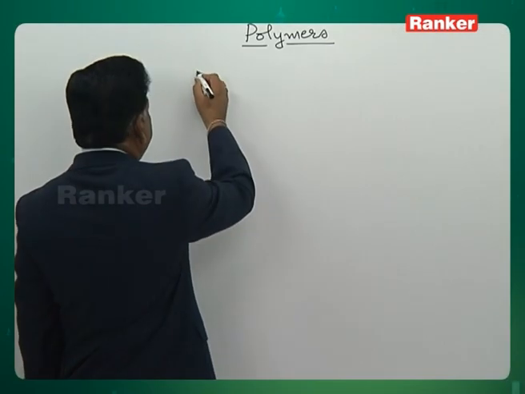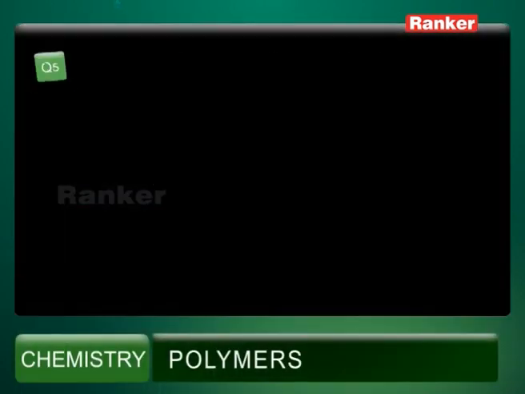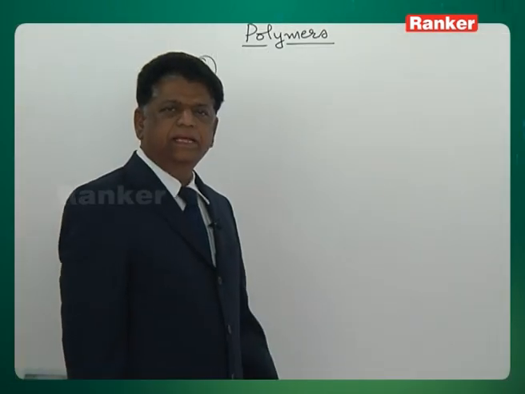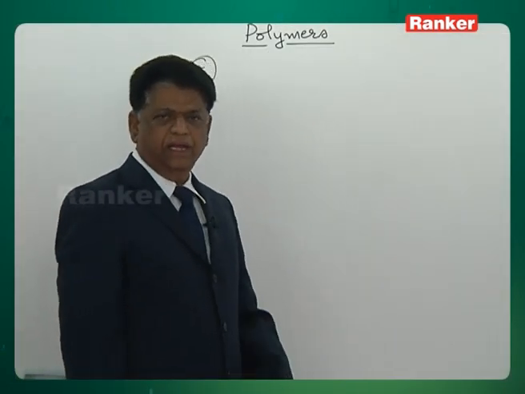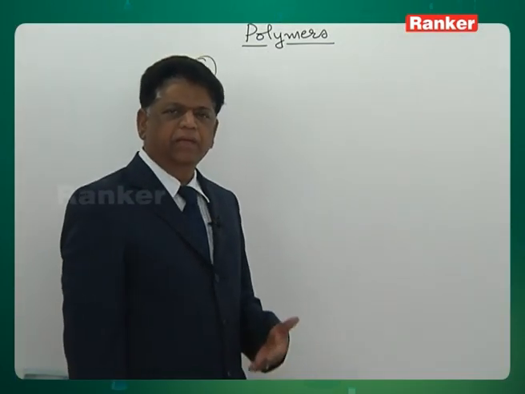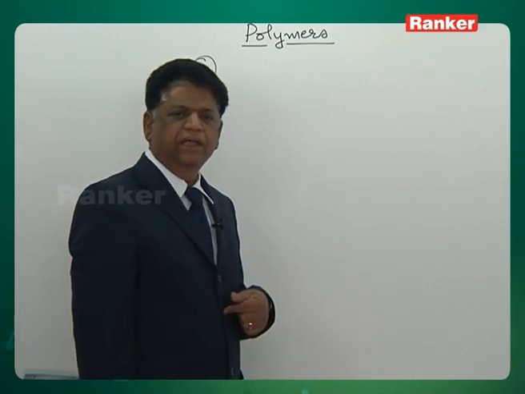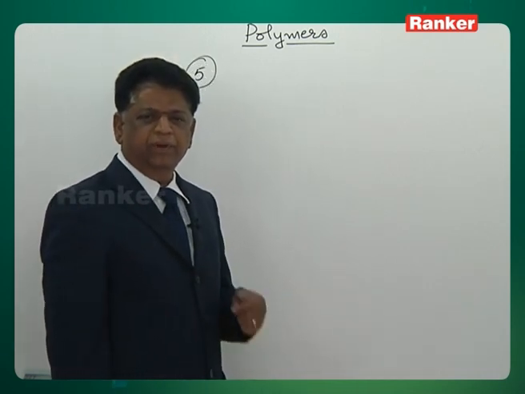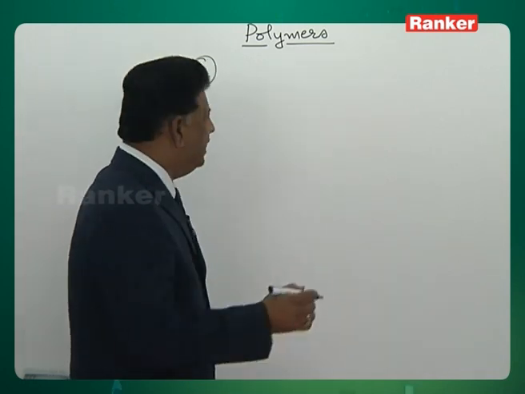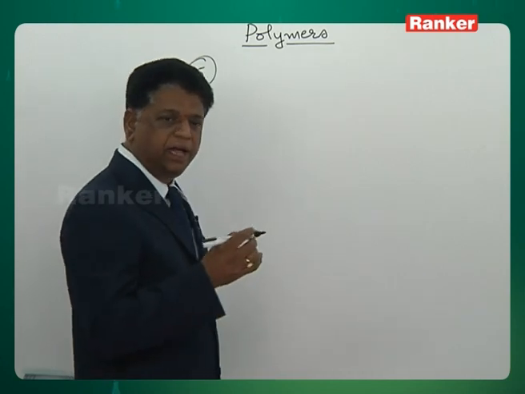Let's see question number 5. Nylon 6,6 is which type of polymer? He is asking what type of polymer with reference to the linkage. Option A is polyamide, option B is a homopolymer, option C is an addition type of polymer, option D is a polyester. Addition is a type of reaction involved, and the other two are amide and ester. Option B is a simple one-molecule involvement. So option A, polyamide, is the answer.